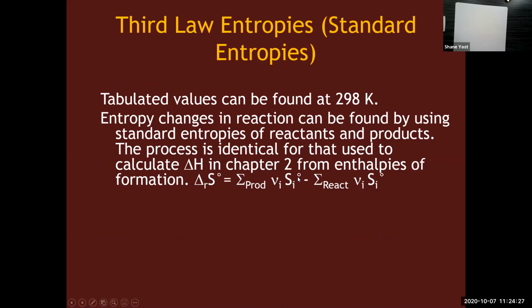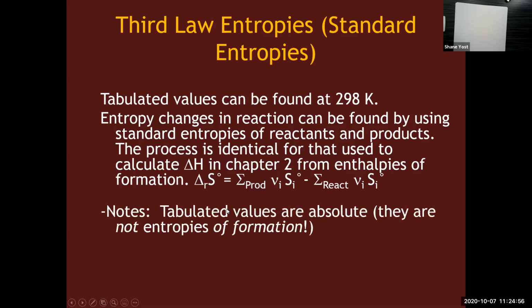The little circle on the top is indicating standard states, which, if we recall, is whatever phase it's at the temperature you have, with 1 bar pressures, 1 molar concentrations, depending on if you have an aqueous or a gas species. The entropy change for a reaction is just the entropy of the products minus the entropy of the reactants multiplied by their stoichiometric coefficients. And again, note that these are entropies, not entropy of formations.